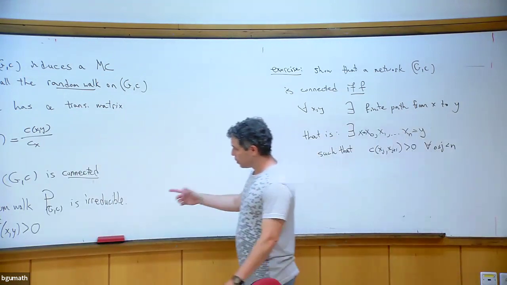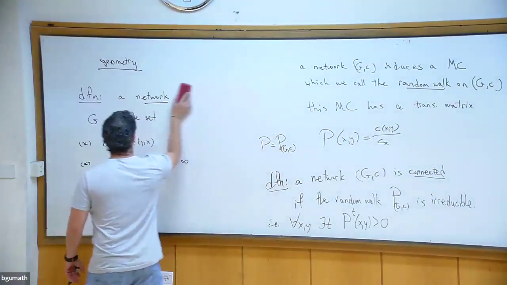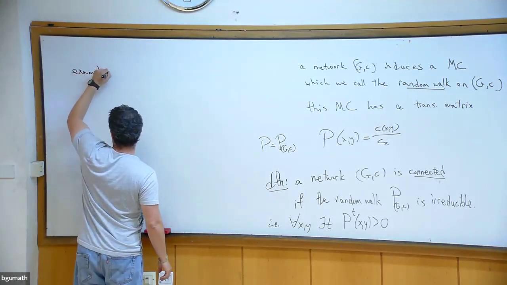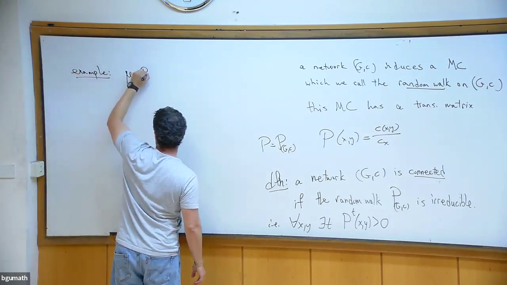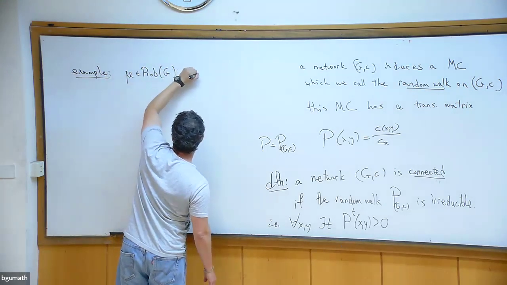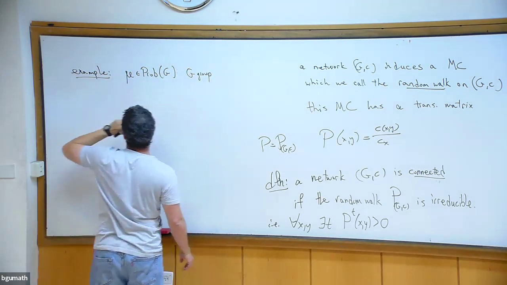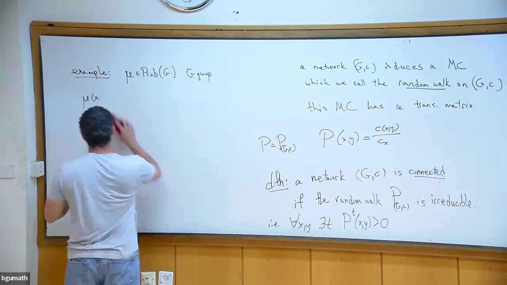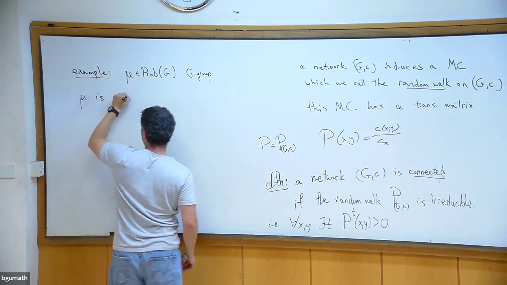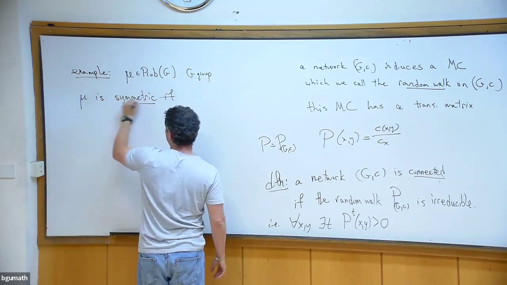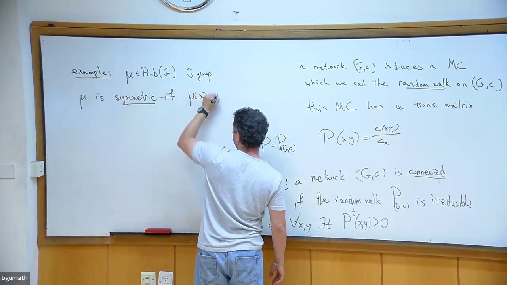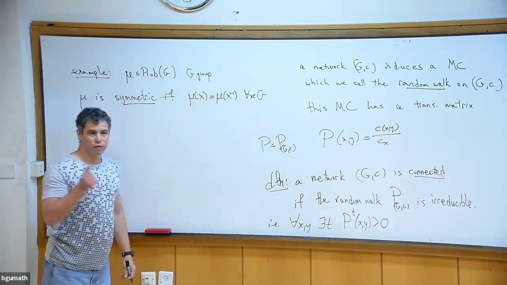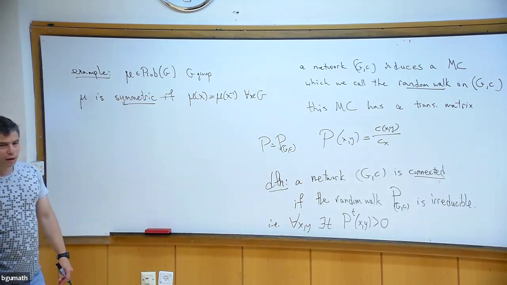A more specific example: if I go back to the group, remember we had an example of a network. Example: if we take a probability measure mu on a group G, we say that mu is symmetric if, by definition, mu charges x and x minus 1 with the same mass, for any element. Any element and its inverse get the same mass. This is called symmetric.